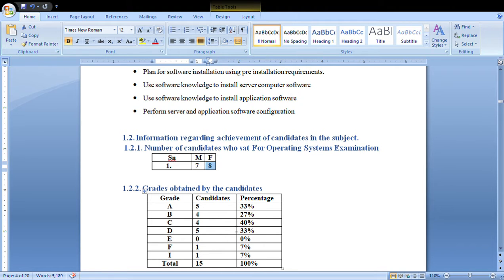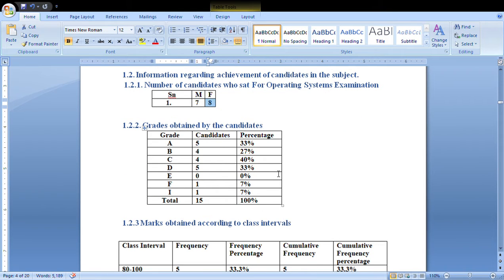After knowing this, we also need to prepare a table which shows the candidates and the total percentage they got for this respective exam. As you can see, we follow the guidelines for the grading system we are currently using, which depends on the subject and whether it's a diploma or a certificate course. For my course unit, I had 5 students who got A, and the percentage is 33%.